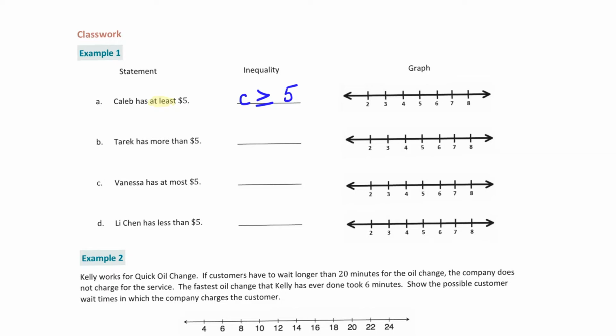So how are we going to do that in a graph? We are going to do a filled in circle, and then we're going to go to the greater numbers, which is $6, $7, or $8.